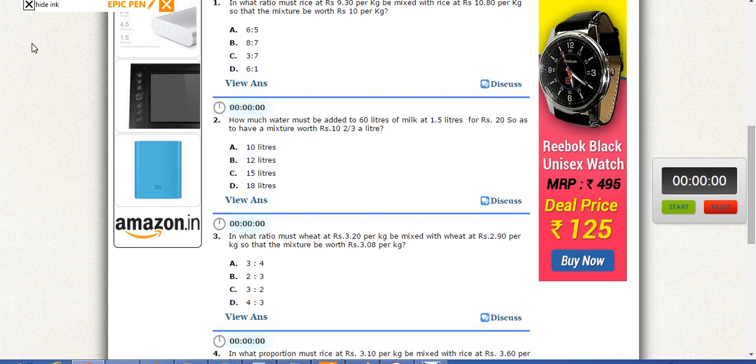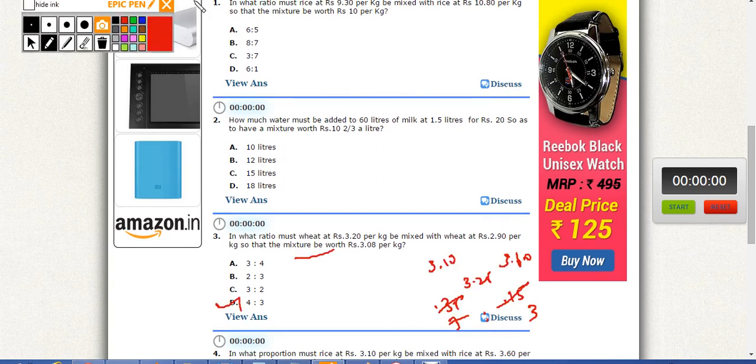Okay, let's do 2. How much water must be added to 60 liters of milk at 1.5 liters for rupees 20? So it has to have a mixture worth rupees 10 2/3. So what is 10 2/3? This is 32/3, right? So it has been given here that the mixture costs 32/3 rupees, the cost of the mixture.